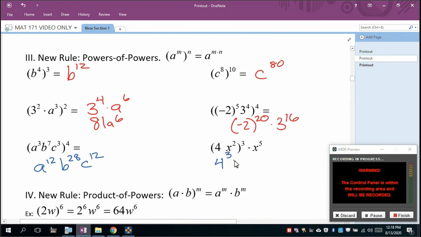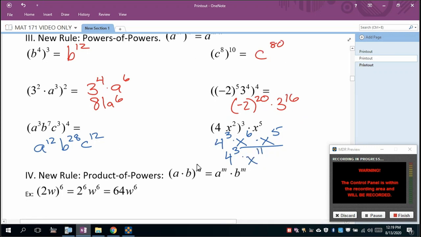You have 4 to the 3rd times x to the 6th times x to the 5th. Now, we're not done yet, because you have 4 to the 3rd, and since these are not multiplying, this is a case where you would add them, you'd have x to the 11th, plain and simple.